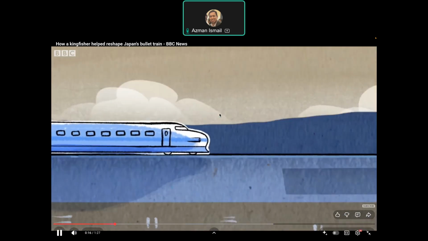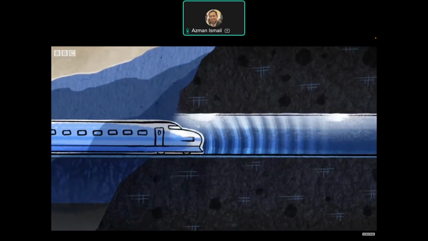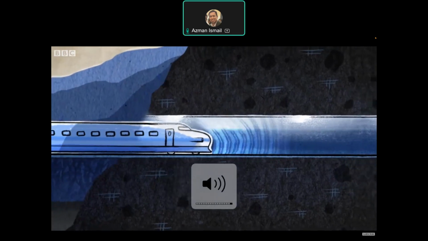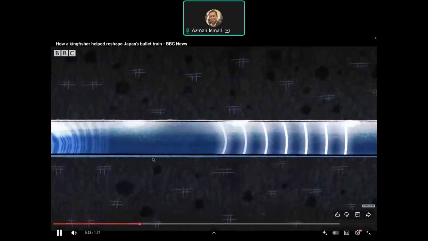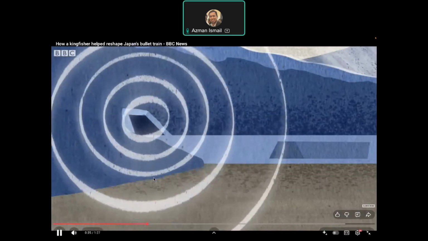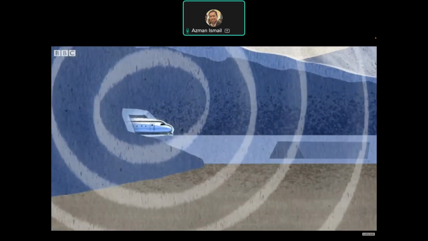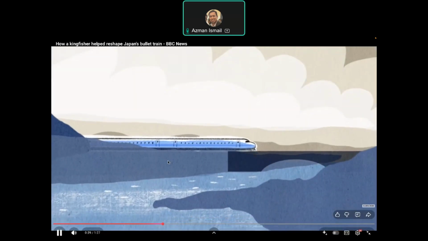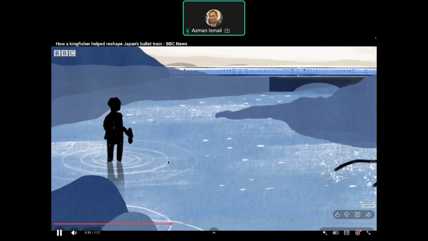Air was building in front of the train as it entered a tunnel. The compressed air created a sound wave, and as this left the tunnel, boom! A sound like a gunshot came out. This air was also slowing the train down, like wading through water.